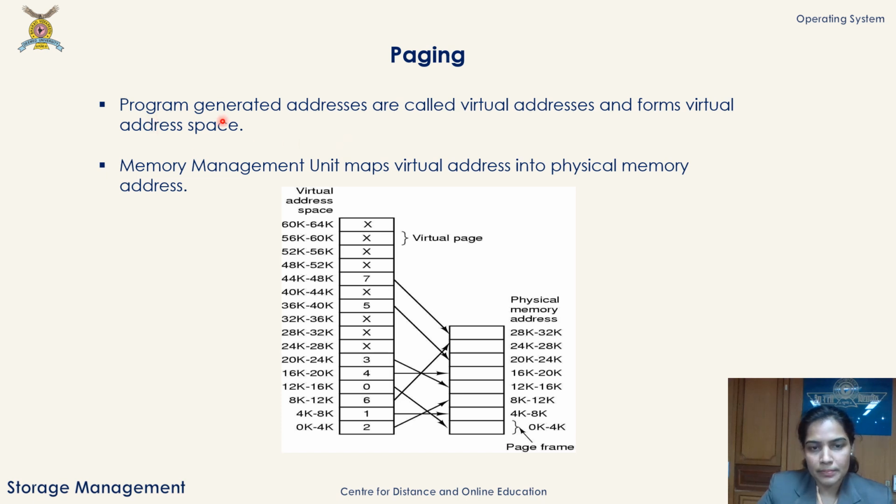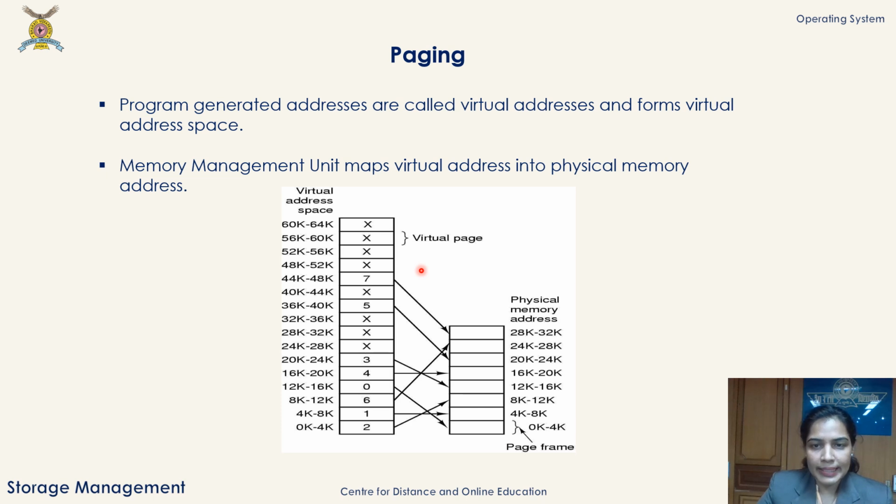Program generated addresses are called virtual addresses and they form a virtual address space. What is done in paging? The virtual address space is divided into pages and the physical memory is divided into frames, that is called a page frame. Here pages and page frames have exactly the same size. We have a page table that maps the virtual page into a physical memory page frame.